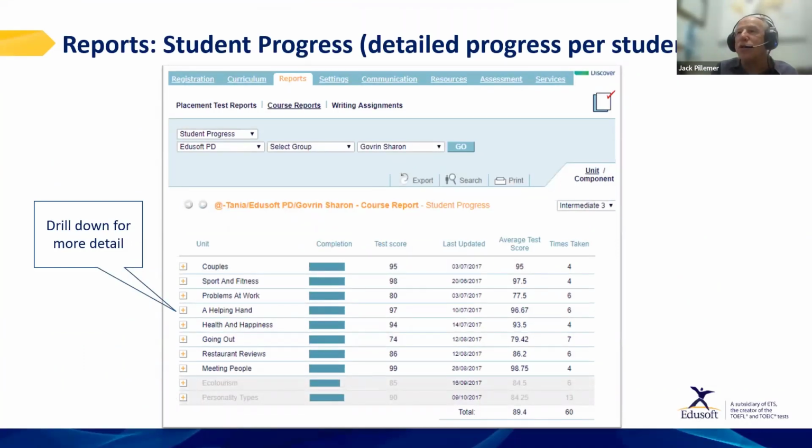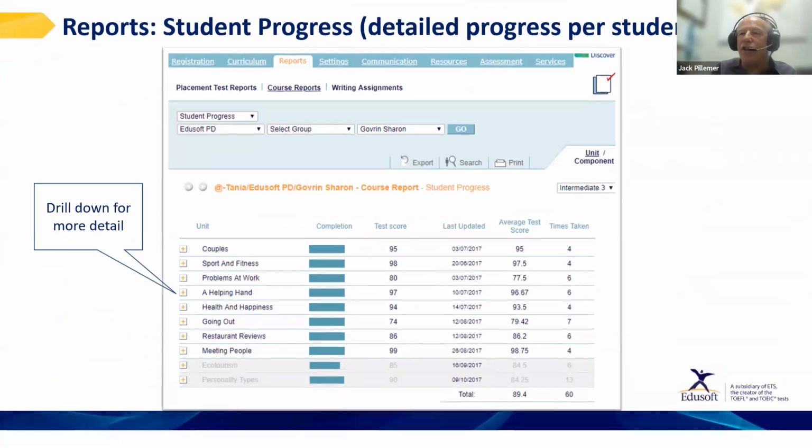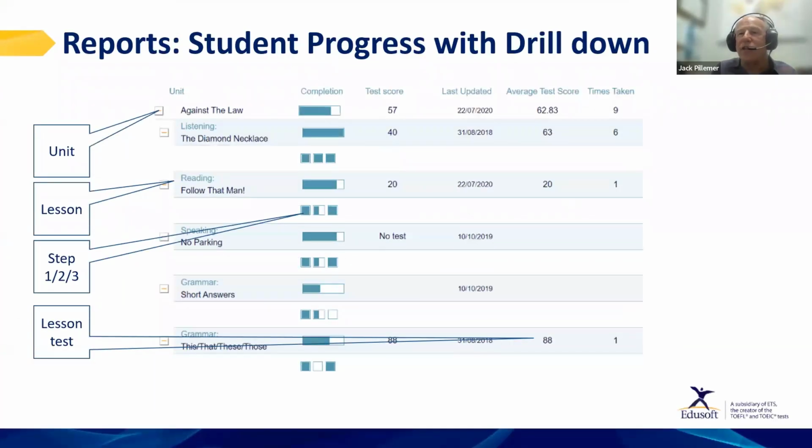Student progress report. This is a detailed progress report for one student. Don't try to analyze this yet. This is just an explanation. My question is going to come later. So you can drill down. I'm just reminding you. You click on the unit and then you drill down and then you can see the unit. You can choose the lesson. Within the lesson, you can choose the step. Within the steps, at the end of it, you can see the average test score, and you can see how many times they've taken a test.